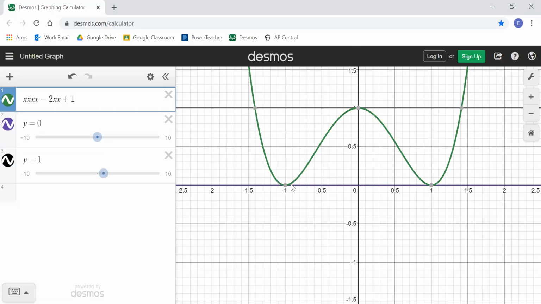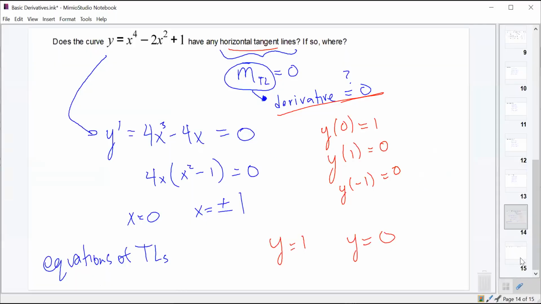And we'll notice probably what happens there at these places where we have horizontal tangent lines. Well, that's a local minimum, or it's a turning point of our function. It goes from decreasing to increasing, or it goes from increasing to decreasing. So that's something we'll continue to look at as we move forward in this unit about derivatives.